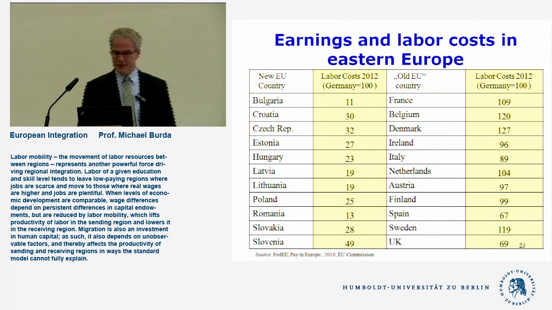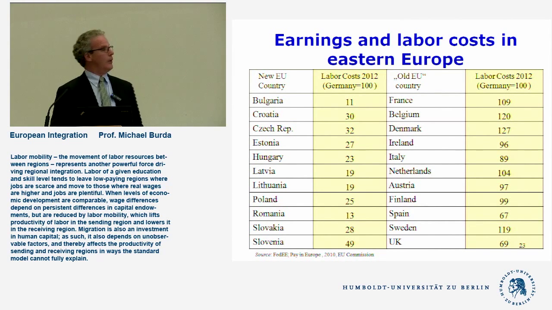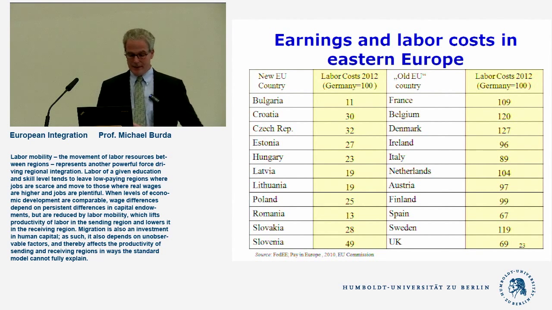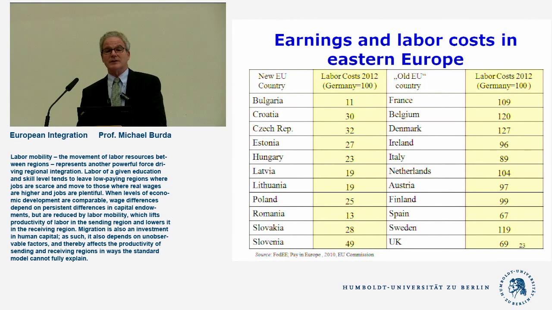But as you can see, there's still quite a bit of convergence to go. And you see this obviously in the capital labor ratios of these countries. They're still not very close to Western European standards. And the reason for that is because it's very, very expensive to move capital. It's very expensive to move people. And this will take time.